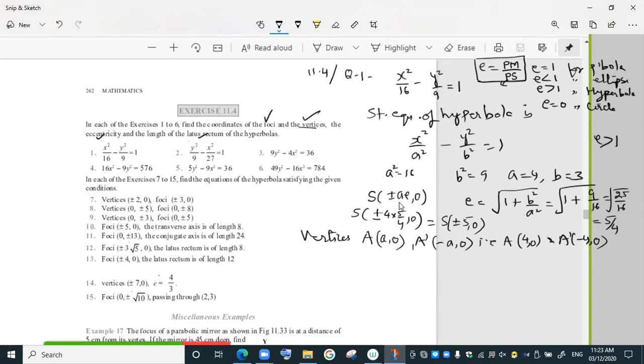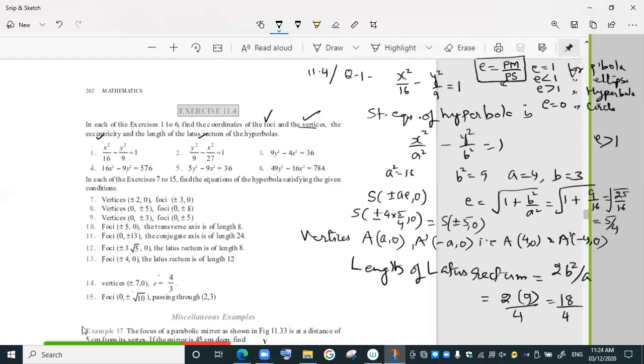and after the eccentricity, we got the length of the latus rectum. So the formula for length of latus rectum in this case is 2b square upon a. So 2 into b square, b square is 9. Directly you can put 18 upon a. A is 4. So 18 by 4 is the length of latus rectum.